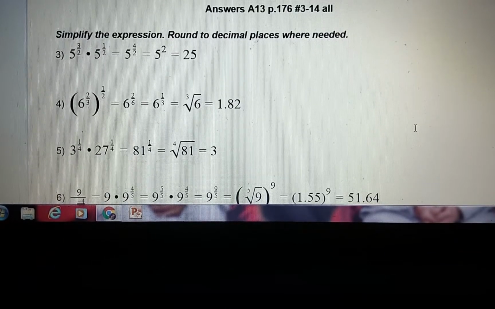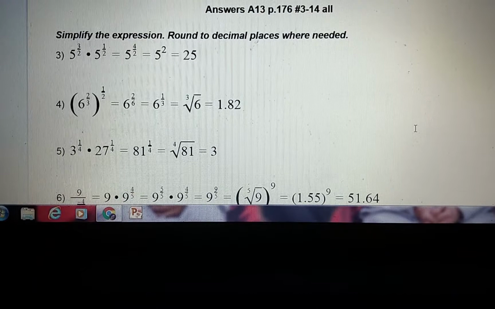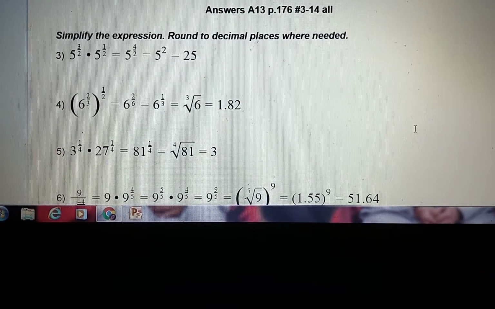Okay, explanation for assignment 13, take 5. I really hate technology sometimes.